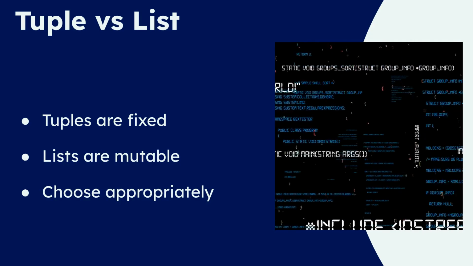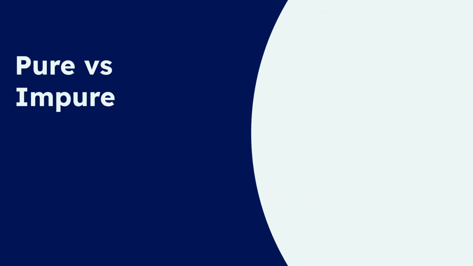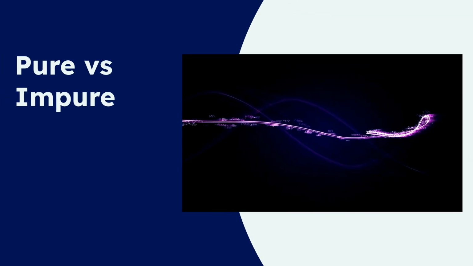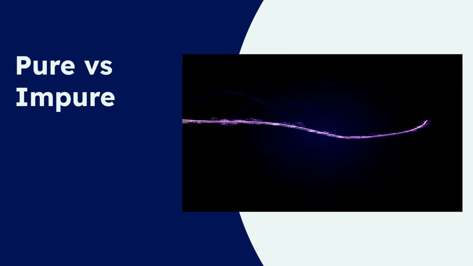Lists are mutable and should be used when you need to edit the contents. Prefer pure functions that don't change state outside of themselves for easy testing and predictable results. If a function changes state, make sure that is clearly stated.